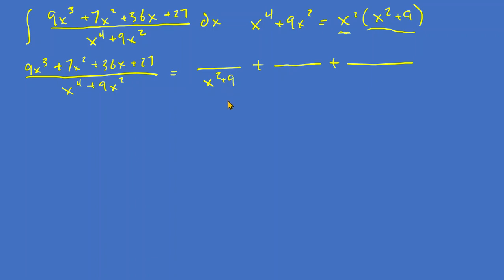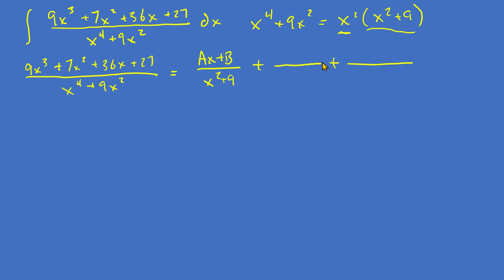irreducible quadratic factor. And so when you have an irreducible quadratic factor in the denominator, you have to put a linear factor in the numerator. And that linear factor has to be of the form some constant x plus another constant. It could be ax plus b, bx plus c. It could be rx plus t. It could be mx plus w. It doesn't matter.